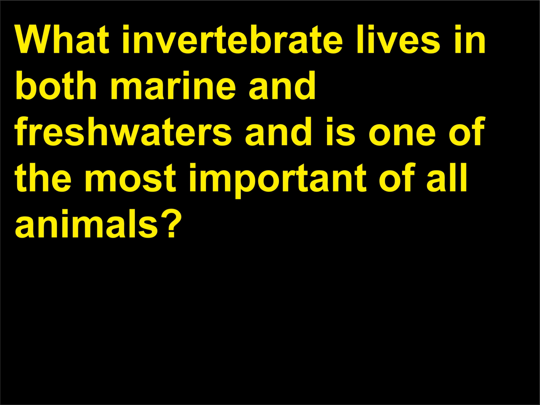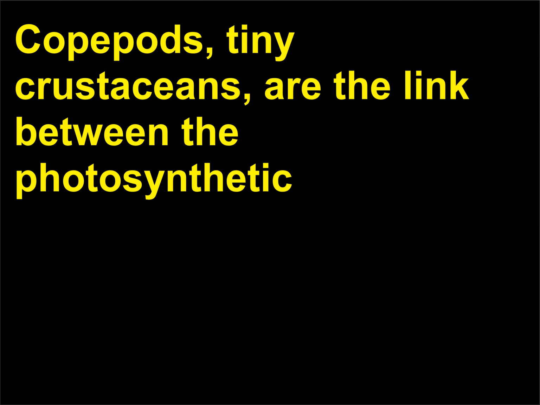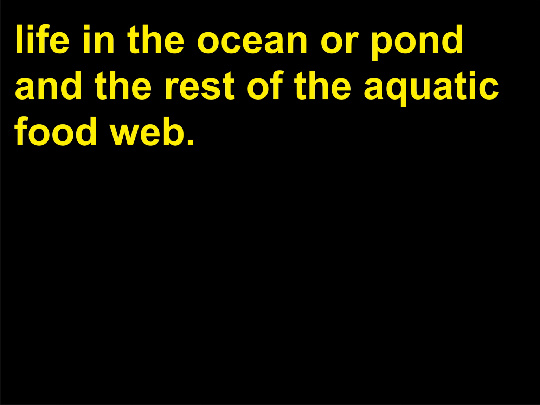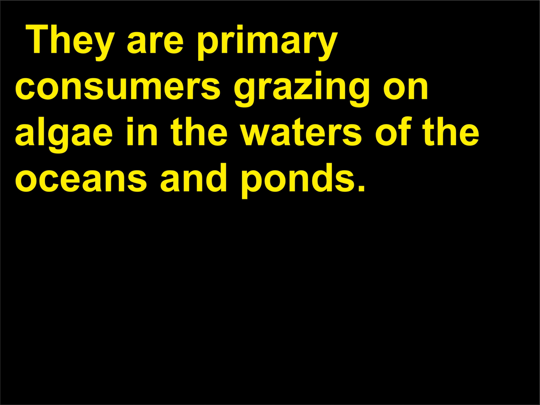What invertebrate lives in both marine and fresh waters and is one of the most important of all animals? Copepods, tiny crustaceans, are the link between the photosynthetic life in the ocean or pond and the rest of the aquatic food web. They are primary consumers grazing on algae in the waters of the oceans and ponds.